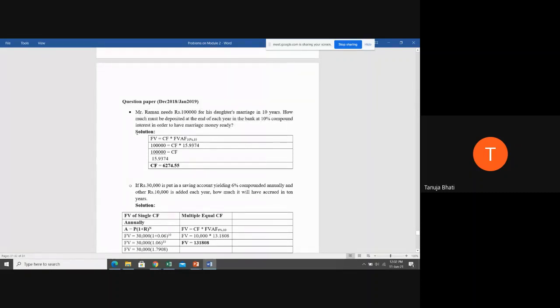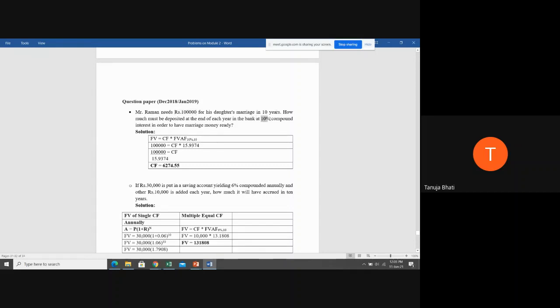Just don't look at the solution. Use your brains and understand. First of all, understand this 1 lakh rupees: is it a present value that he requires today, or is it a future value which he requires after 10 years? Can anyone tell me? Future value, 1 lakh. Very good. Is it clear to everyone? Because in the exam there is a chance of getting confused.